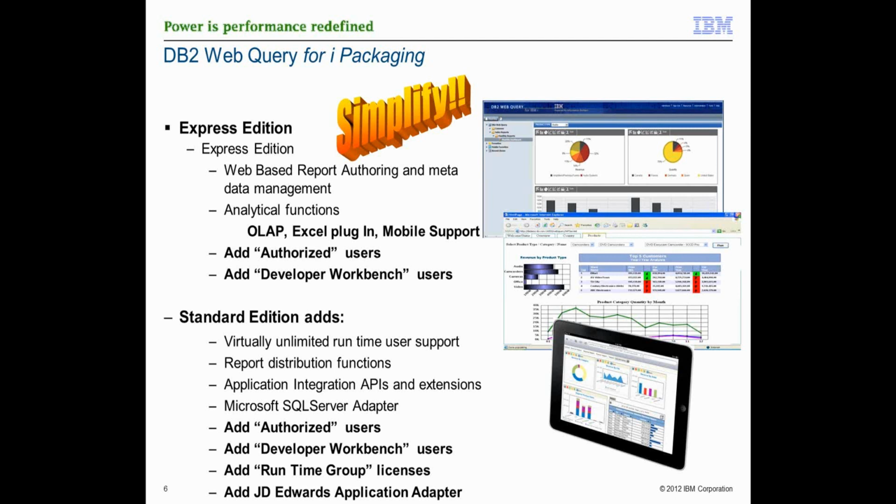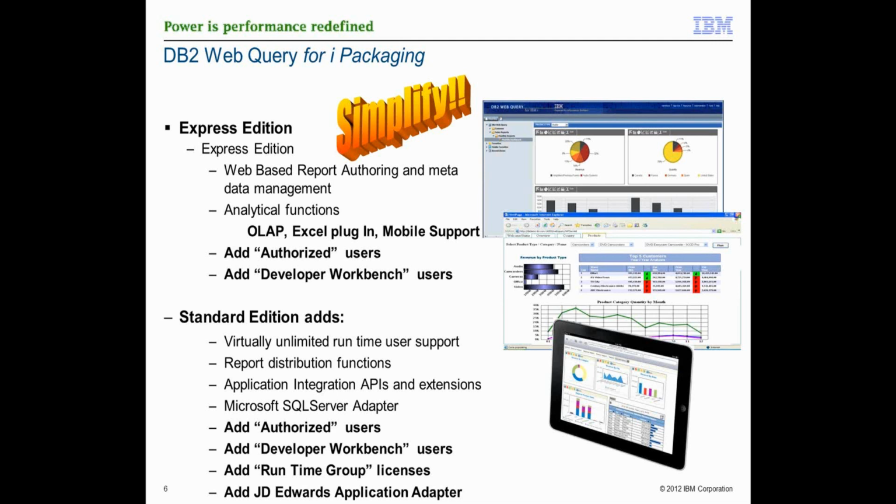Another add-on that you can order that's not part of Standard, but you can order it on top of Standard, is our J.D. Edwards application adapter. If you need the ability to query J.D. Edwards databases and you want to simplify the conversion of the J.D. Edwards-specific logic to something more meaningful, that's what our application adapter does for J.D. Edwards.